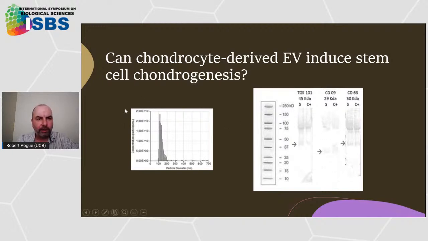So when we did a profile of these isolated vesicles using a piece of equipment called a Q Nano, we discovered that we had a good concentration of vesicles, up to 10 to the power of 10 per mil, and that they fell within the expected size range, and that the majority of the vesicles were actually in the range that would be expected for exosomes, as well as some larger vesicles as well.